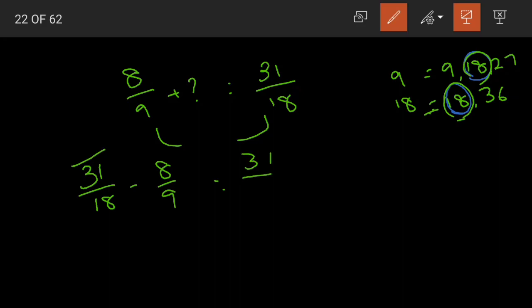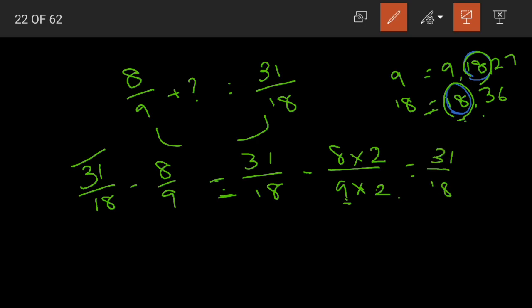The first one, 31 by 18, already has 18 as the denominator, so we'll leave it as it is. For the second fraction, 8 by 9, children, what should we multiply our 9 with to get 18? 9 2s are 18. So we are multiplying the numerator and denominator with 2. We have 31 by 18 as it is, minus 8 2s are 16 divided by 9 2s are 18.